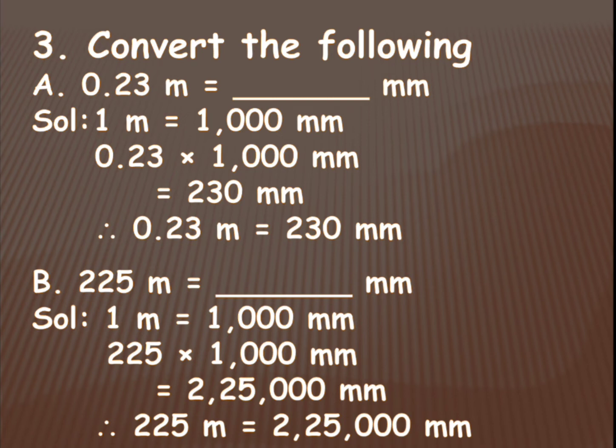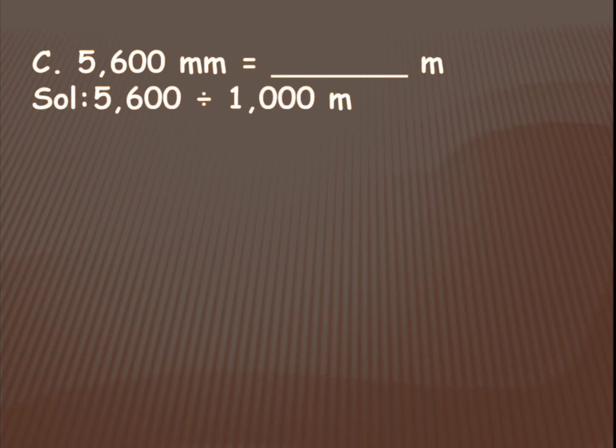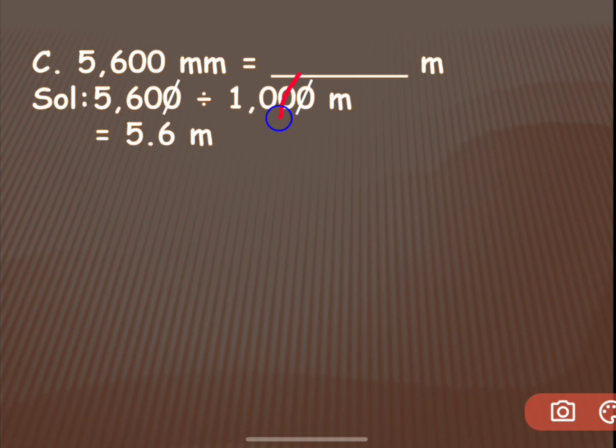Now let's see how to convert from millimeters to meters. That is 5,600 millimeters to meters. So here small to big, that means you need to divide with 1000. So 5,600 divided by 1000. We have 0 in the ones place and 0 in the tens place in both the dividend and the divisor, isn't it? So you will just cancel two zeros here. This also you have to cancel.